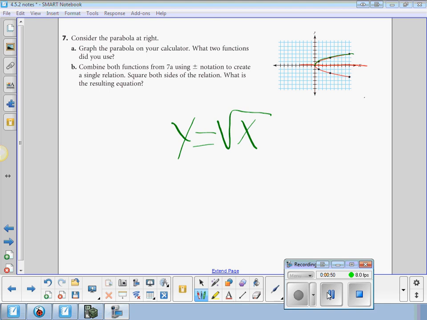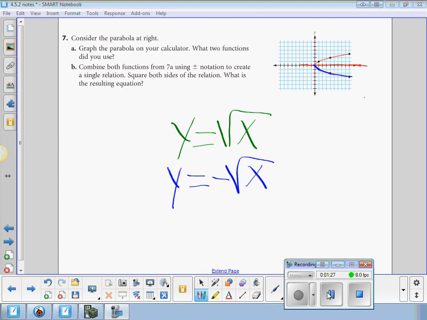And then we can forget about the top half, and then the bottom half would be the reverse of the y, or the mirrored version of y equals the square root of x. So it would be y equals the negative square root of x. Okay, so that's part A.